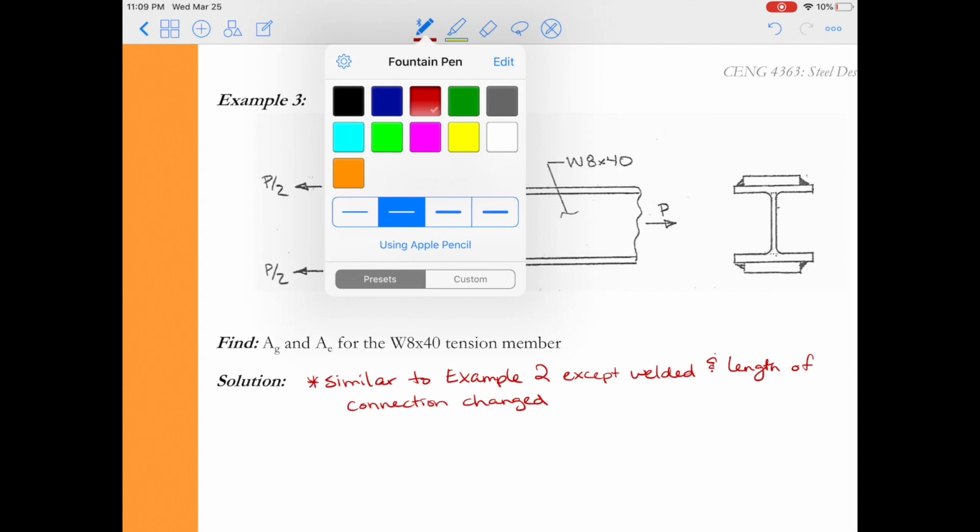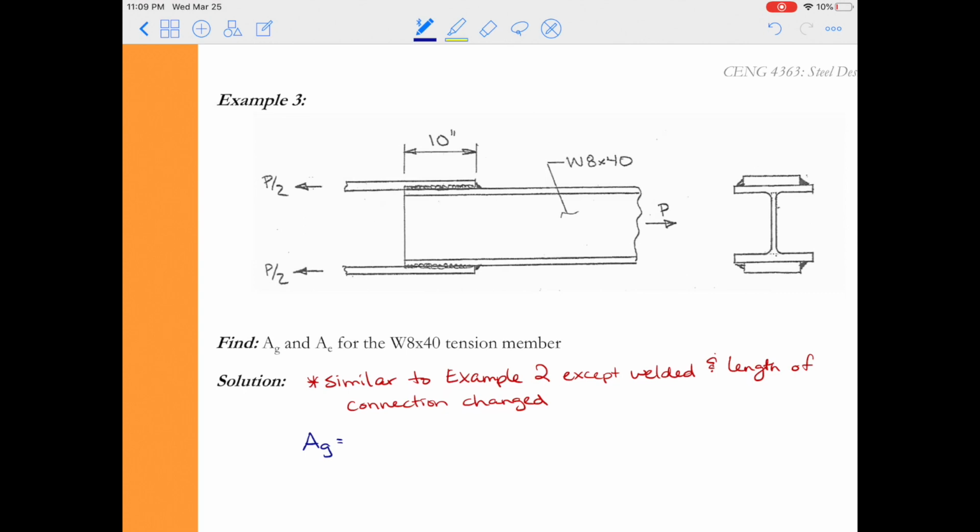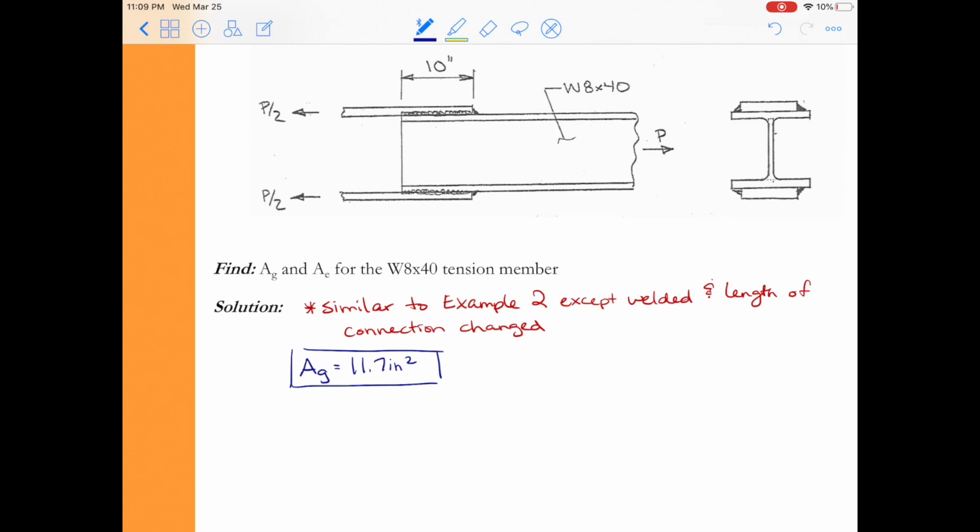All right, since it's very much like the previous example, the gross area is going to remain the same, 11.7 inches squared. Our formula for the effective area, A sub E, is equal to U times the net section area, A sub N. Again, we have the case where only this WT is what's transferring to the top plate, and we calculate X bar in the same manner that we did in example 2. So X bar still remains 0.735 inches.